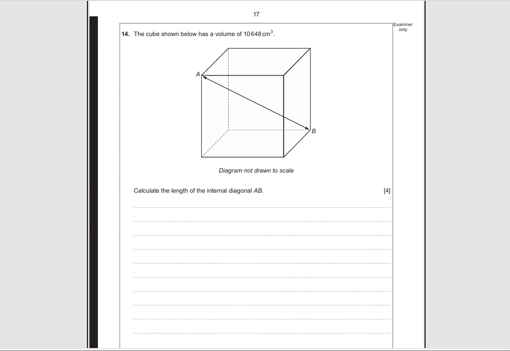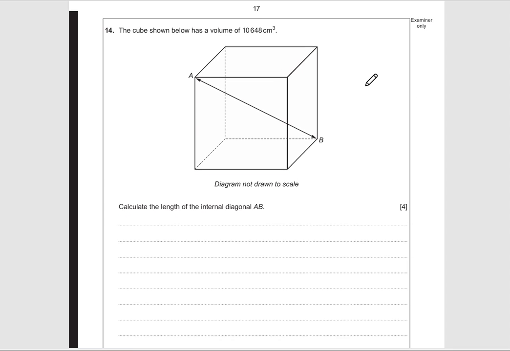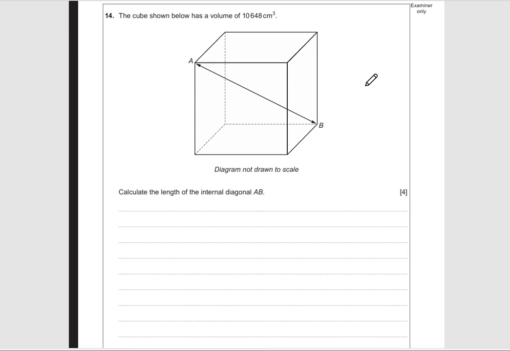Question 14. The cube has a volume of 10,648 centimetres cubed, rather, sorry, it's a volume. And we've got to calculate the length of the internal diagonal AB. Okay, so what we could do with working out first is the length of a side.